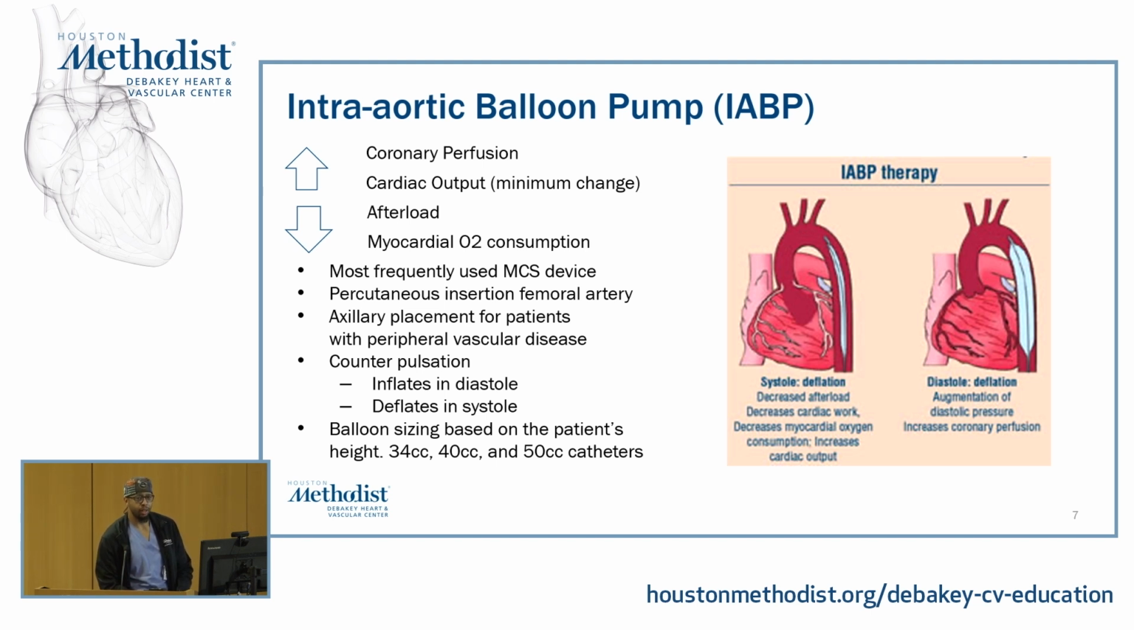Counterpulsation, everybody has the overall understanding of counterpulsation. The balloon inflates during diastole, increasing coronary perfusion, and deflates during systole, that way the heart can properly eject. The decrease in afterload is a byproduct of the balloon's deflation. It causes sort of a little vacuum effect, which decreases that pressure. As far as the catheters, you have several different size catheters: 34, 40, and 50 cc catheters. Those catheters are chosen depending on the patient's size or their height.